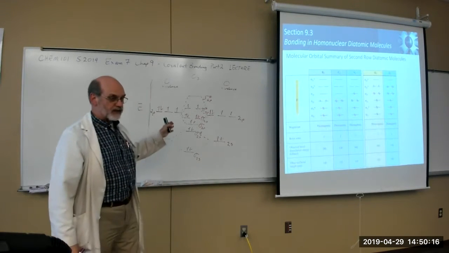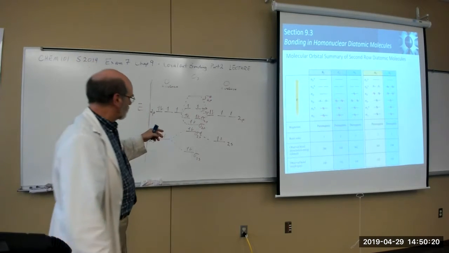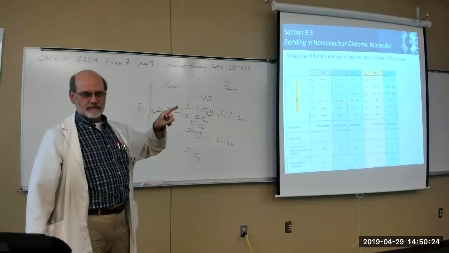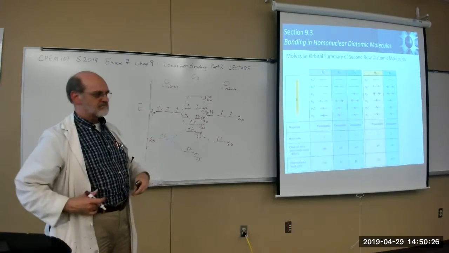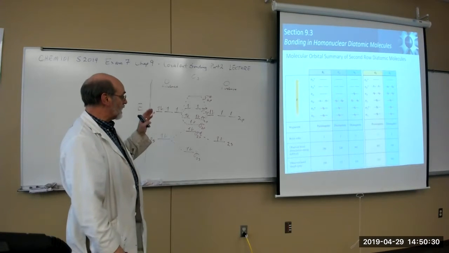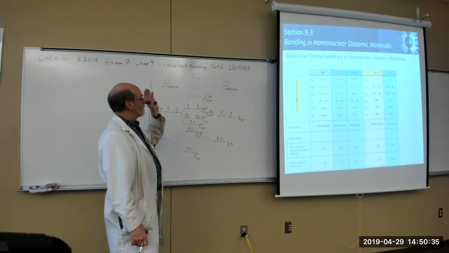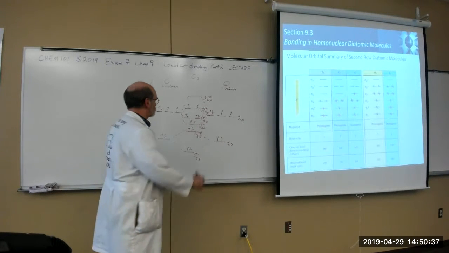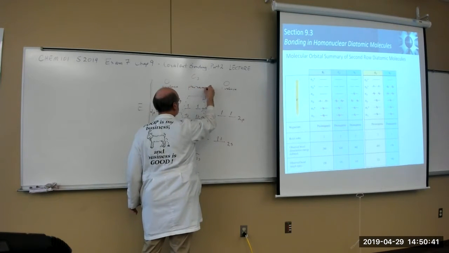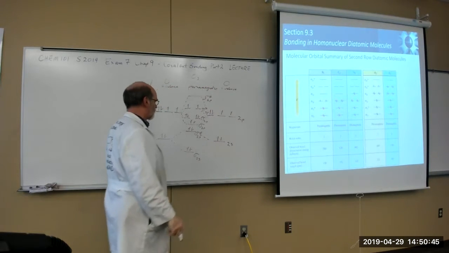Now, this explains why dioxygen is paramagnetic. There are your 2 unpaired electrons. They're both spinning the same direction, and they interact with the magnetic field. Molecular orbital theory explains paramagnetism in oxygen. Okay?